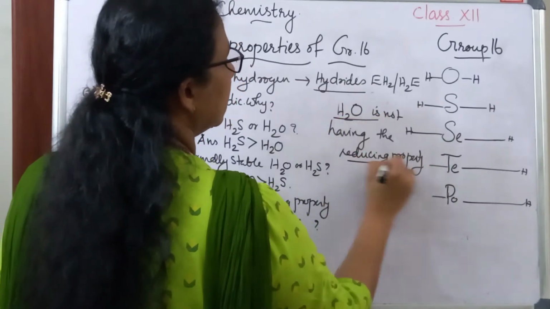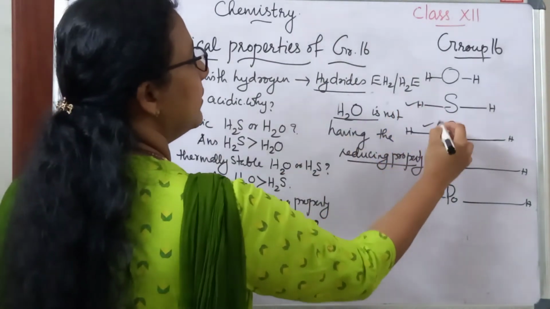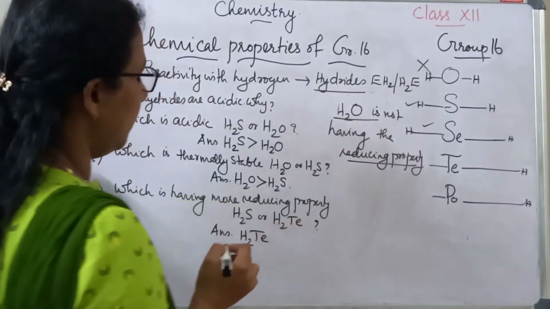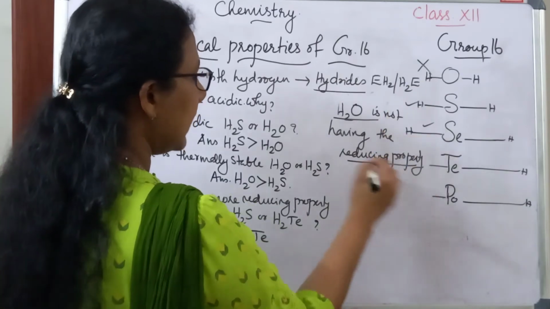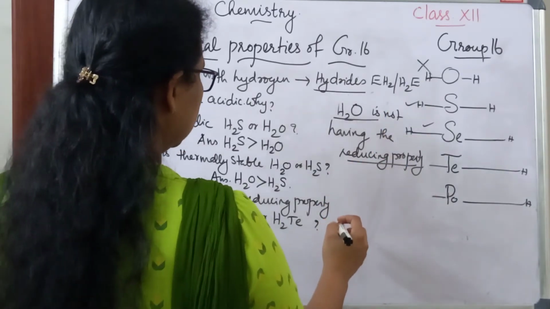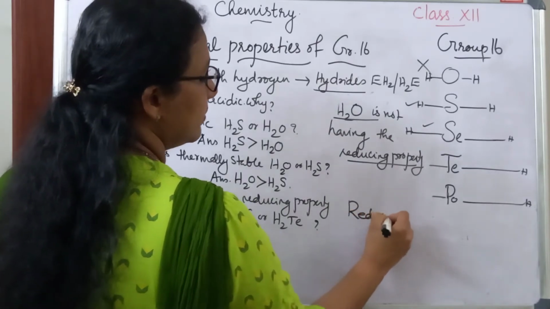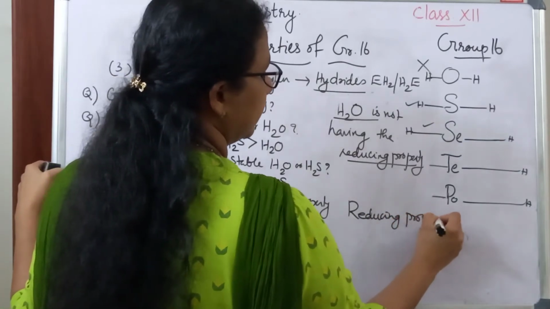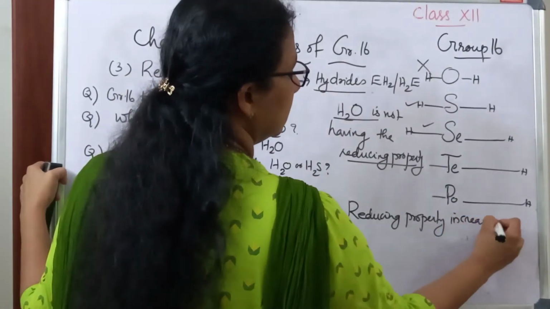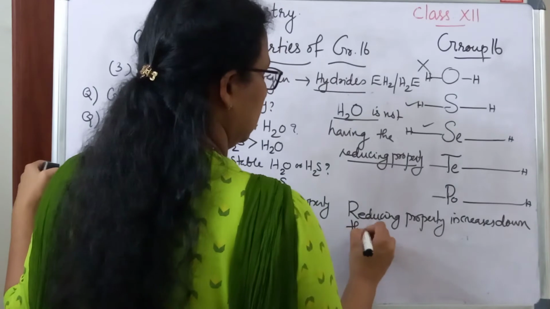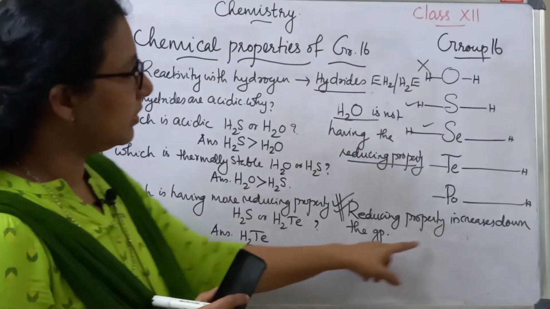H2O is not having the reducing property, but all the other hydrides will show reducing property. The order of reducing property is that it actually increases down the group. So the reducing property increases down the group.